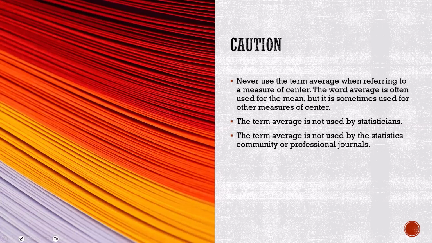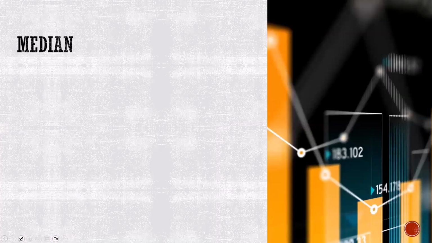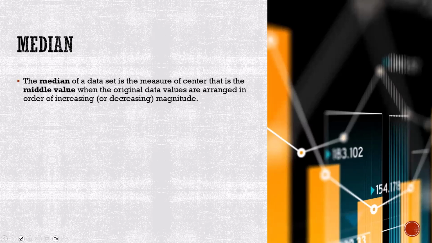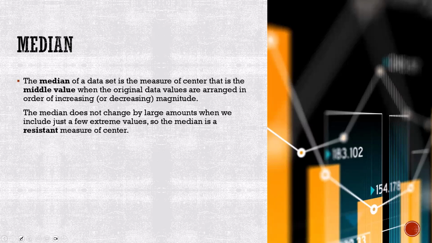Okay. Can anyone tell me, roughly, what a median is? It's the number that's in the middle. That's exactly what it is, right? So it is the middle value when data is arranged in order. Since it's the middle, it doesn't matter if it's increasing or decreasing. Yep, these are all measures of center, right?